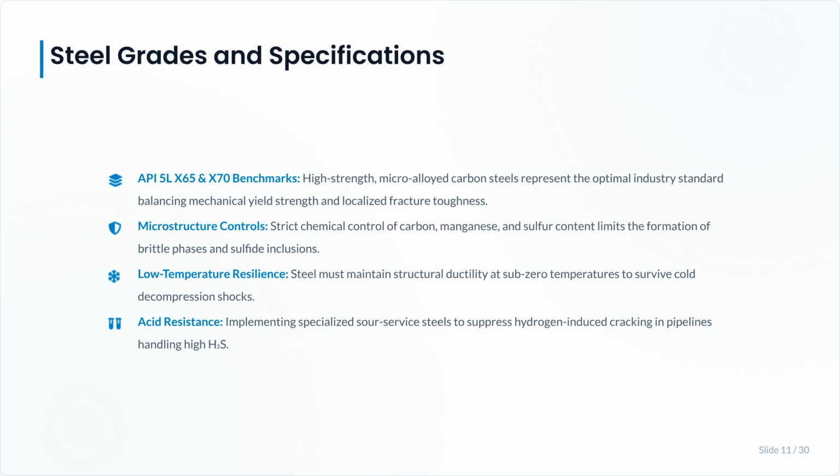Selecting the right steel is crucial. Industry standards like API 5L X65 and X70 are preferred for their balance of strength and toughness. Tight control over microstructure and specialized sour service properties help mitigate cracking and corrosion.